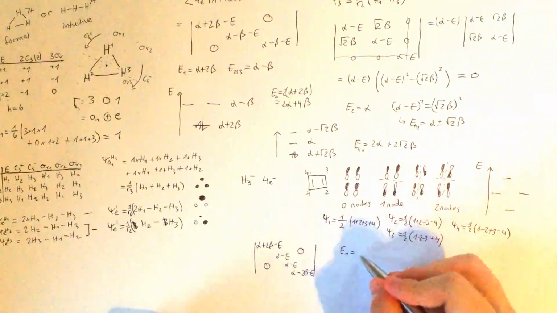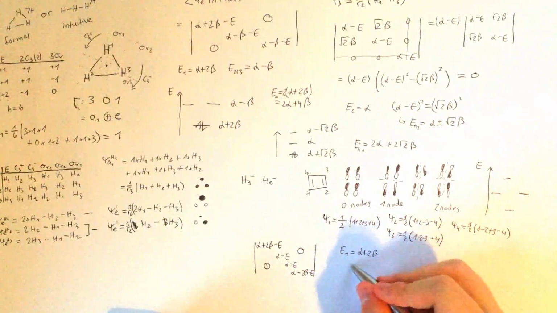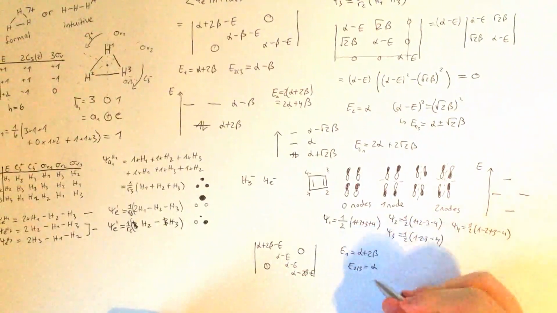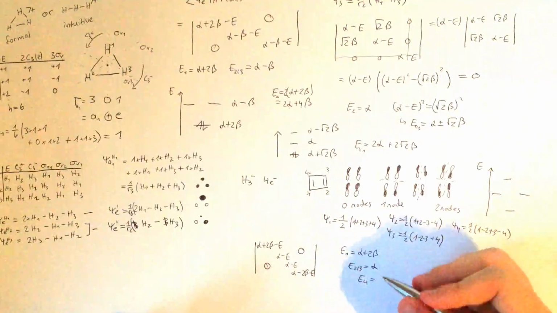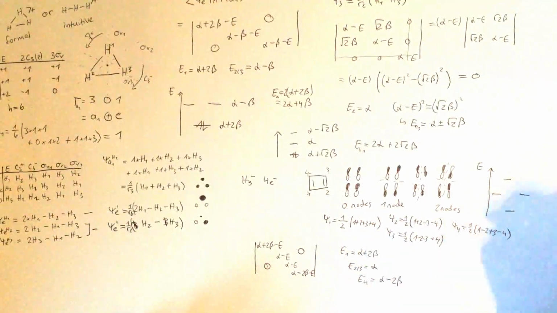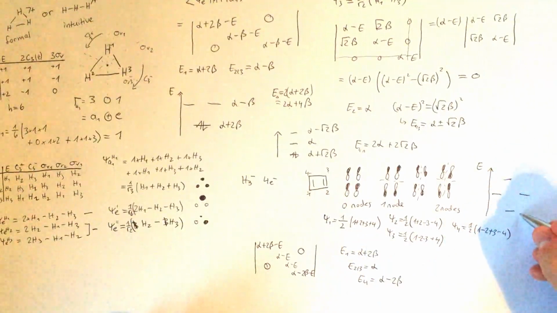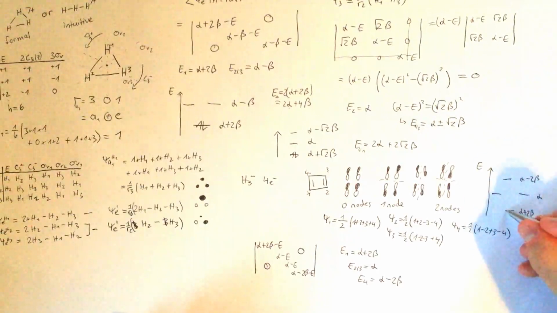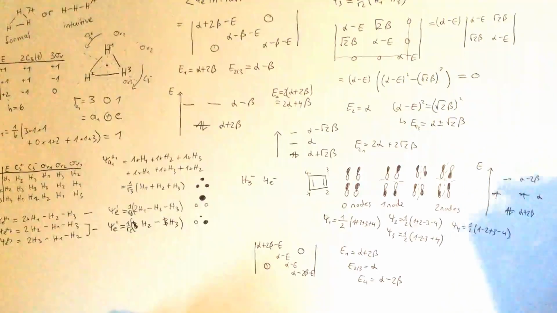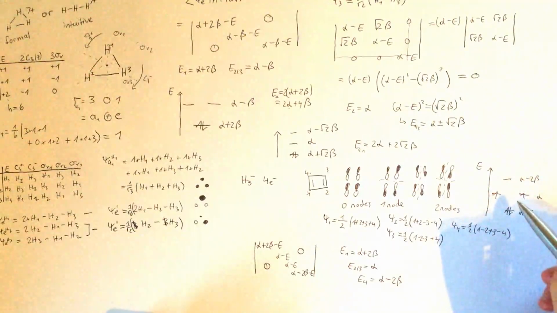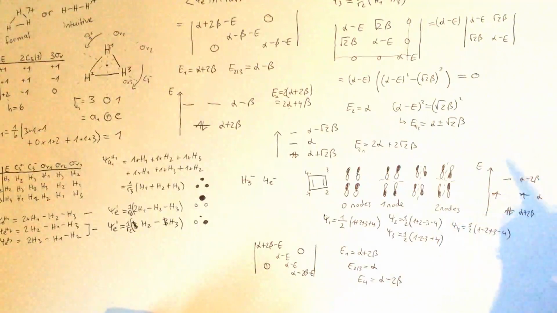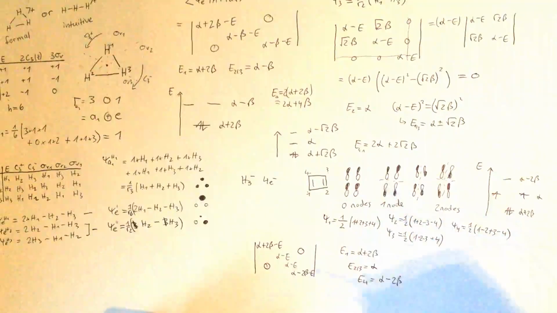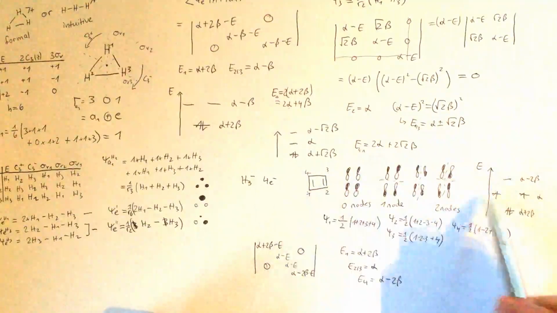I read E1 is alpha plus 2 beta, E2 and 3 are just alpha, and E4 is alpha minus 2 beta, which I can put on the energy diagram. Alpha plus 2 beta, alpha, alpha minus 2 beta. I fill in the electrons, and this diagram should seem familiar from the last video. We see that this intuitive symmetry approach gives us the same solution as the mathematical approach from the last video, but this is all the space I needed.